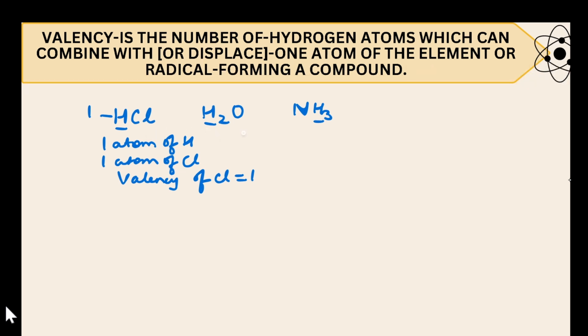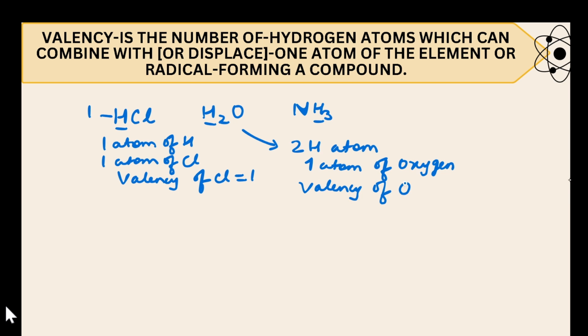Because one hydrogen atom is there, the valency of chlorine with respect to the number of hydrogen atoms will also be 1. In the second example, that is water, how many hydrogen atoms are there? Two hydrogen atoms are combining with one atom of oxygen to form water. Because two hydrogen atoms are combining, the valency of oxygen with respect to the number of hydrogen atoms will be 2. So here every time we are determining the valency of the element with respect to the number of hydrogen atoms.